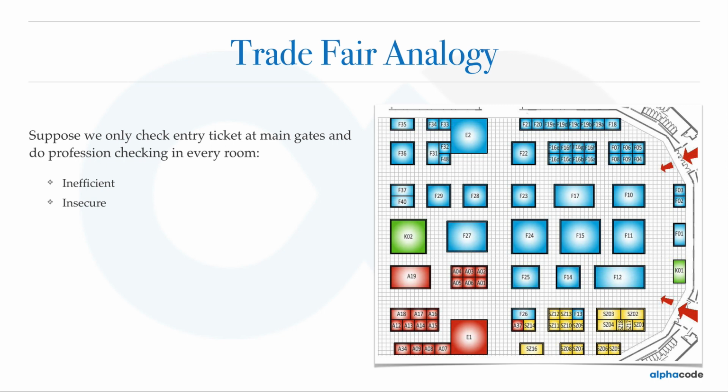Secondly, it's insecure. So suppose all of the security guards are very honest, but the security guard in room F27 is sort of lazy, and he only checked the first point and forgot to check the second and third point maybe. So a clever person got in and saw what he wasn't supposed to see, right?